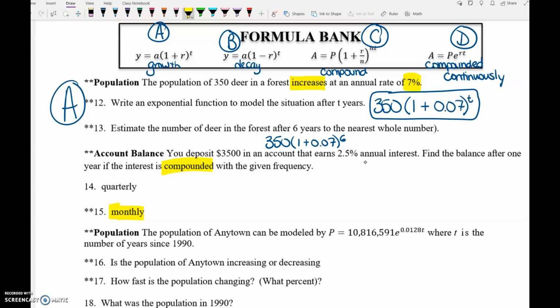I do see the word compounded. Compounded means it's formula C or D, but I do not see continuously, so it must be formula C. So we have our starting amount, 3,500. 1 plus, we need our interest rate written as a decimal. What is 2.5% as a decimal?